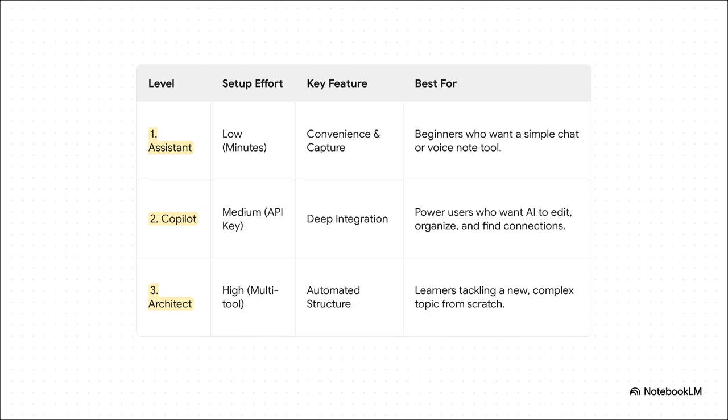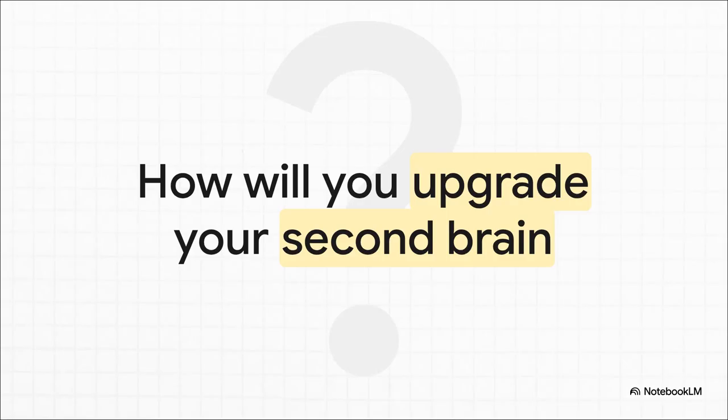When you're ready to really dig into your existing notes and find those gold nuggets, it's time to upgrade to level 2, the copilot. And when you're facing a brand new giant topic and you want to hit the ground running, that's when you unleash the power of level 3, the architect. And look, the most important thing to remember is you don't have to go from 0 to 100 overnight. You can start at level 1 and just see how it feels.